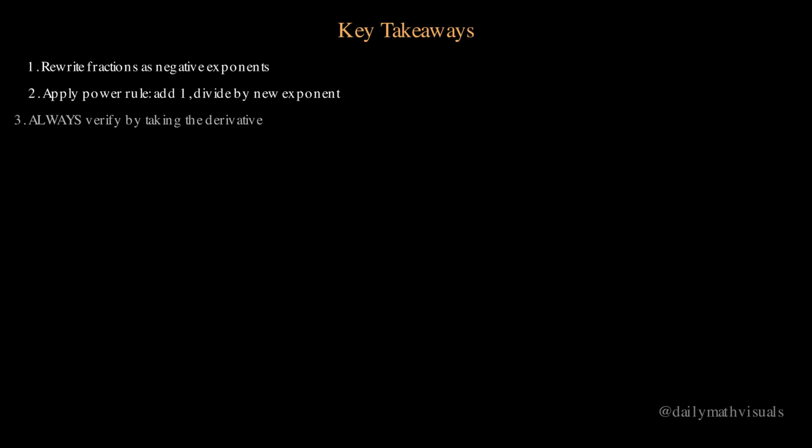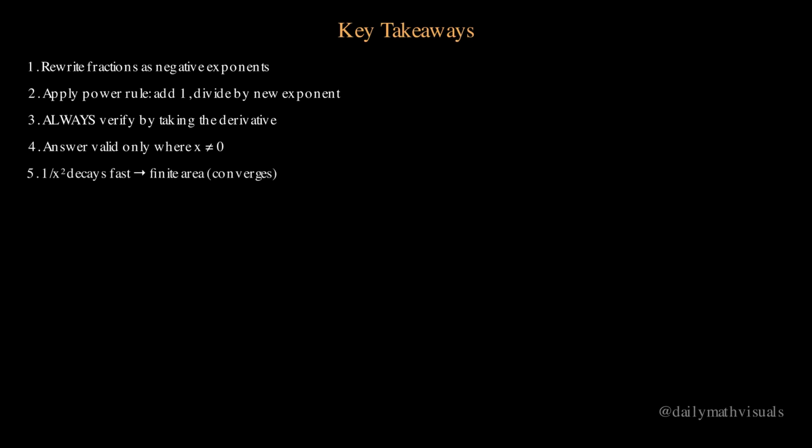Let's recap the key takeaways. First, rewrite fractions using negative exponents. Second, apply the power rule. Add 1 to the exponent and divide by the new exponent. Third, always verify your answer by taking the derivative. Fourth, remember the answer is only valid where x is not 0. Fifth, 1 over x squared decays fast enough for the area to converge. And sixth, 1 over x decays too slowly, so its integral diverges to infinity.